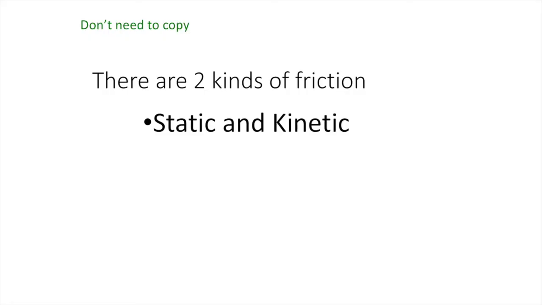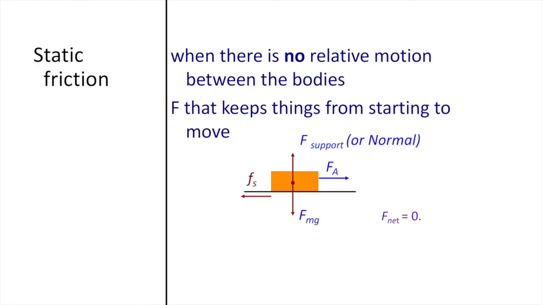There are two kinds of friction, static and kinetic. Static friction is when there is no relative motion between the bodies.